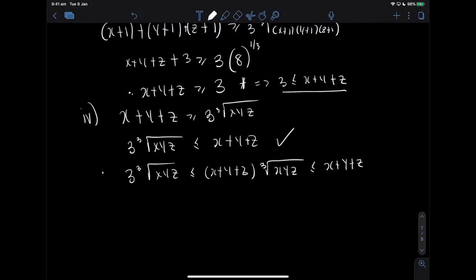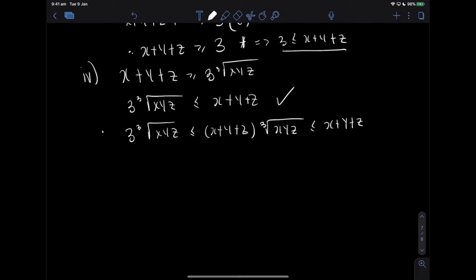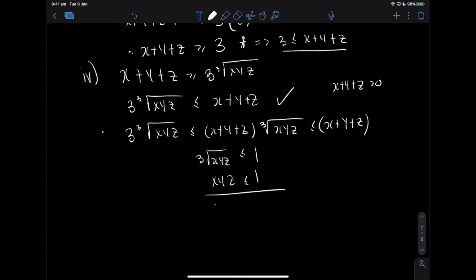Cool. And now it should be pretty clear that we can cancel these off. By cancel I mean we can divide both sides by x plus y plus z, because x plus y plus z is greater than 0, so we defined it to be like that. And now we get that the cube root of xyz is less than or equal to 1, because when we divide this, it becomes 1. And cubing both sides, we get xyz less than or equal to 1, which is exactly what we needed. So that's QED as well.